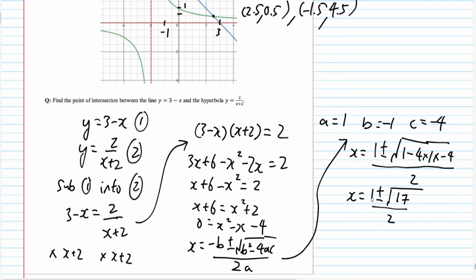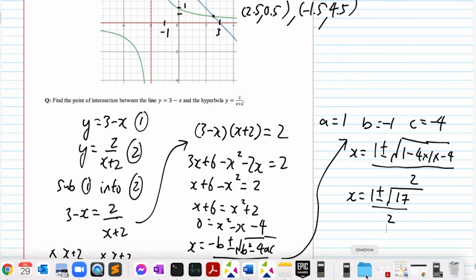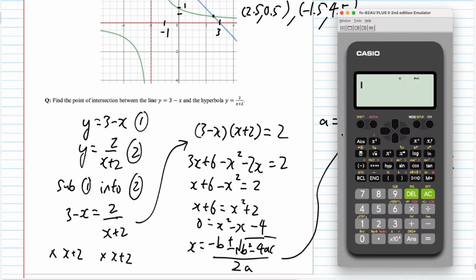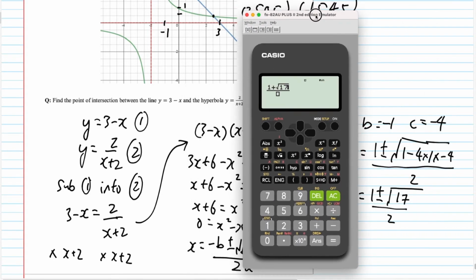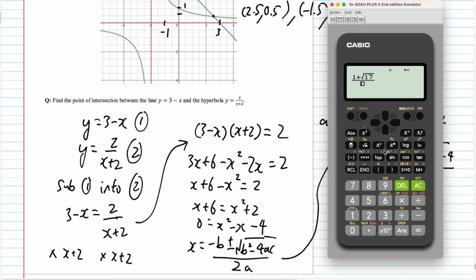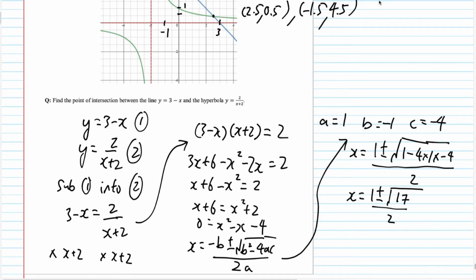Now, once you get the x value, you need to get the y value, right? So let me just double check what this value is. So 1 plus square root of 17 over 2. So that's about 2.56. So this is kind of close to the value that we have here. So we're on the right track.